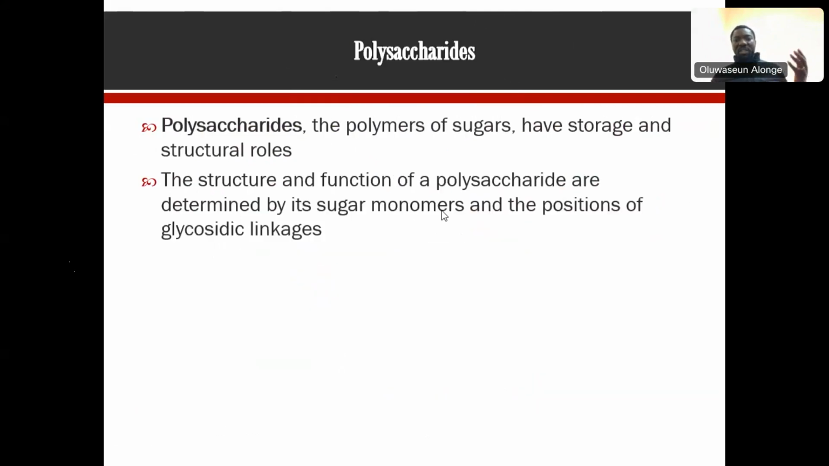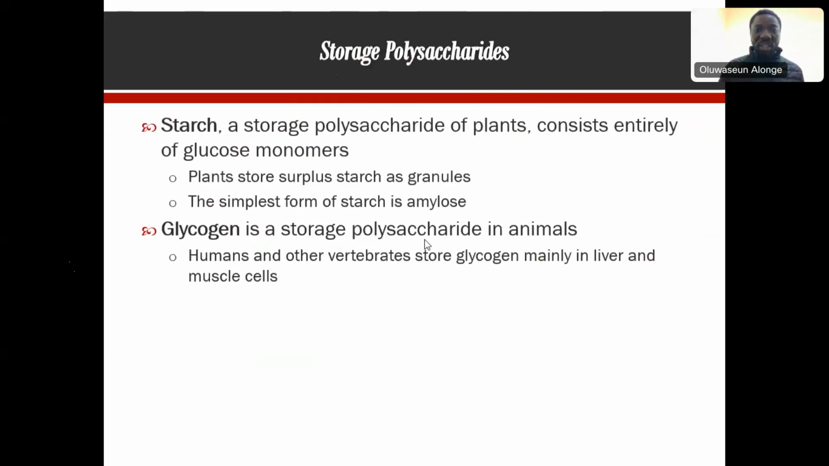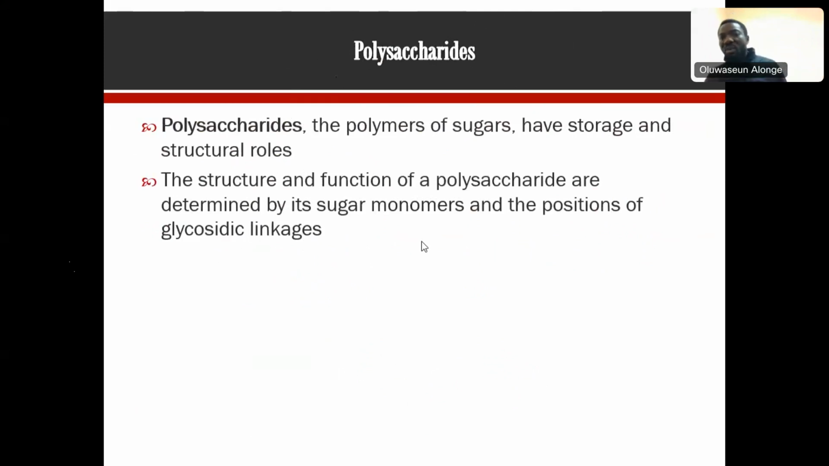All right. Now the third kind are the polysaccharides. For the polysaccharides, it simply means they are bigger than two monosaccharides joined together. So anything more than two monosaccharides is a polysaccharide. So from three monosaccharides upward. Now the polymers of sugars have storage and structural roles. The structure and function of polysaccharides are determined by the sugar monomers that make them up, and the position of the glycosidic bond that forms them.